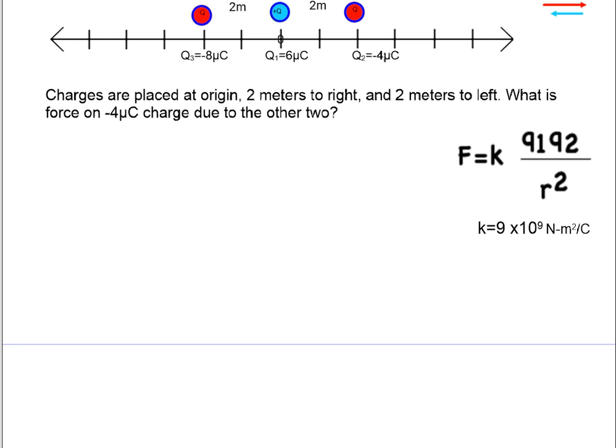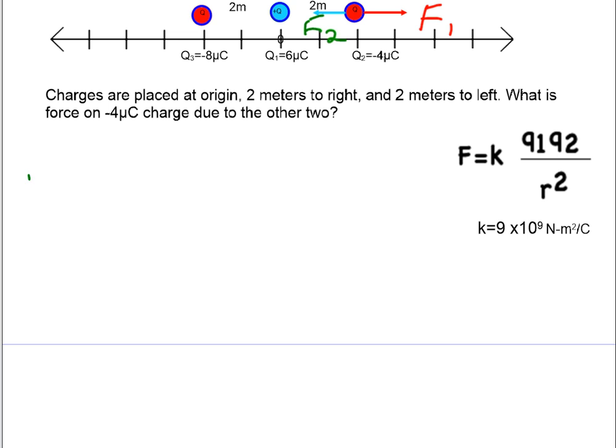The two red charges are the same charge, they're both negative, so that means they will repel one another. So that force will be a force to the right. Let's call that force F1. Now the blue charge here and the red charge are opposite, so they will attract one another. So there will be a force to the left. Let's call that F2. So let's calculate those two forces.